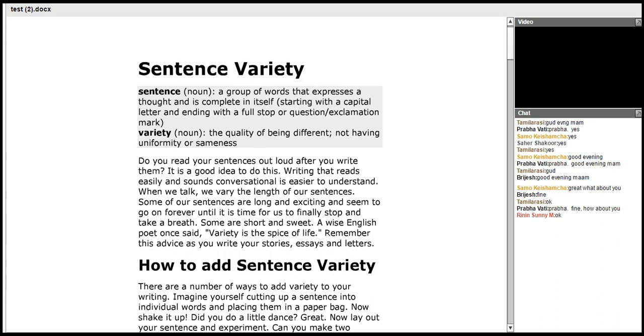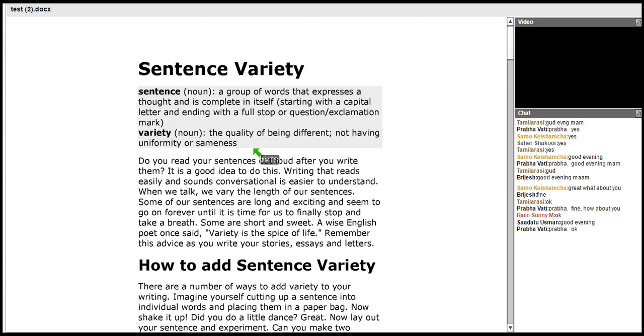Okay, fine. So, sentence variety. See, there are various ways in which you can write sentences. If you write sentences in a particular format again and again, it will be very monotonous. So you should know how you can write the same sentence in many ways. This is what I am going to teach you now. Sentence: a group of words that expresses a thought and is complete in itself, starting with a capital letter and ending with a full stop, question mark or exclamation mark, right?